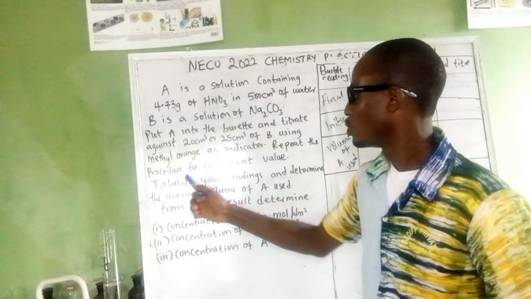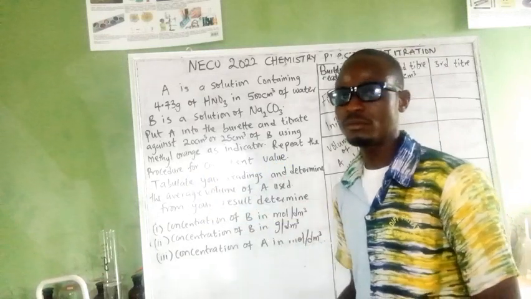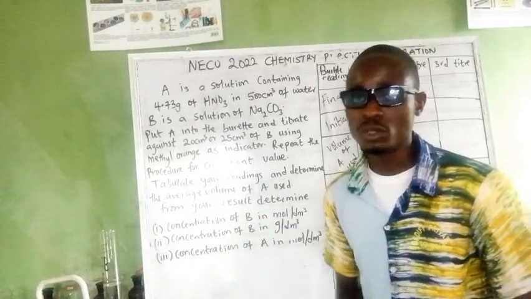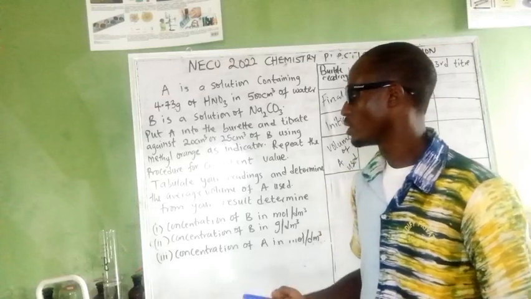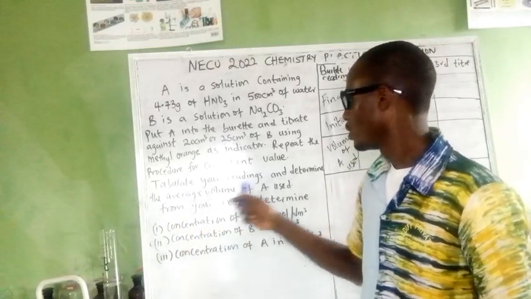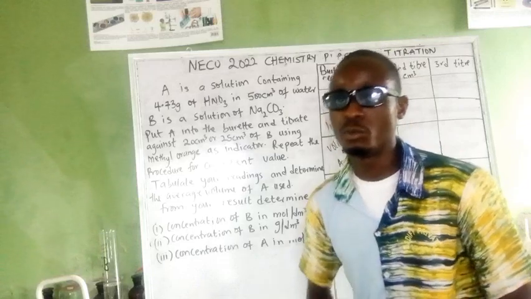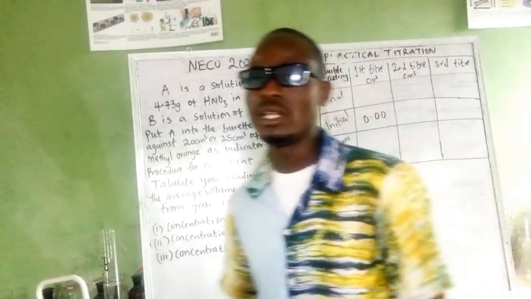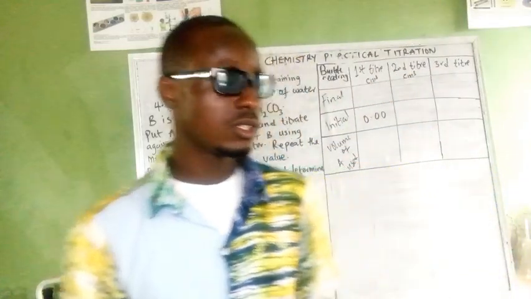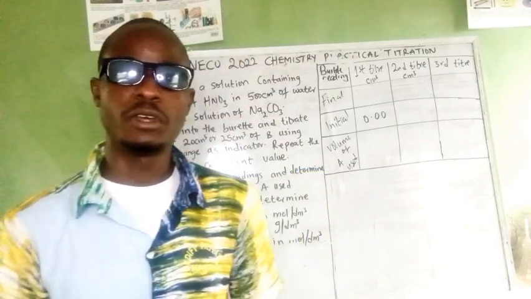Then repeat the procedure for consistent values. We repeat this procedure for consistent values of titre. So then after that, tabulate the readings and determine the average volume of A used. So after tabulating our readings, we determine the average volume of A used.